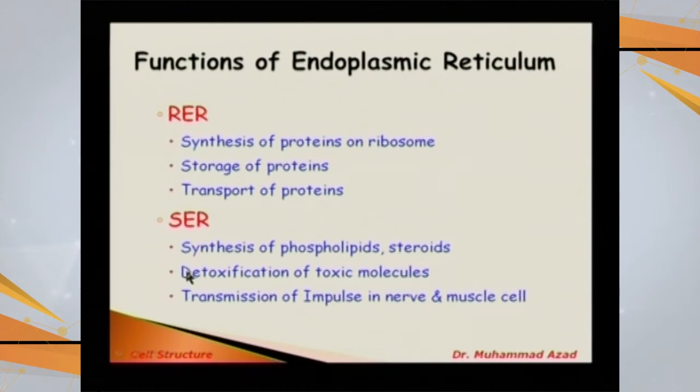Smooth endoplasmic reticulum has another role: detoxification of toxic molecules. Any harmful compound we take in our diet is dealt with by the smooth endoplasmic reticulum of the liver cells. The third role of smooth endoplasmic reticulum is the transmission of impulses in nerve and muscle fibers. In the nerve, a message from the brain arrives, and the muscles contract in response to that signal from the brain.